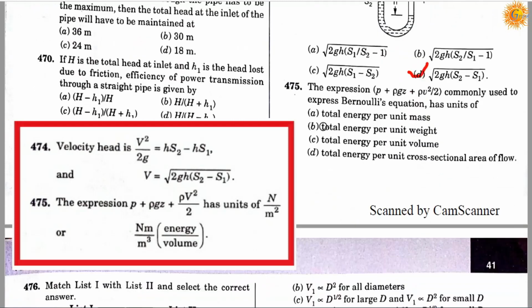Question number 475. The expression P plus rho g z plus rho v square upon 2, commonly used to express Bernoulli's equation, has units of: option A, total energy per unit mass; option B, total energy per unit weight; option C, total energy per unit volume; option D, total energy per unit cross-sectional area of flow. So the correct answer is C, it's total energy per unit volume.